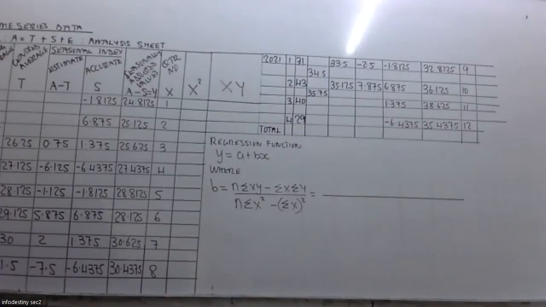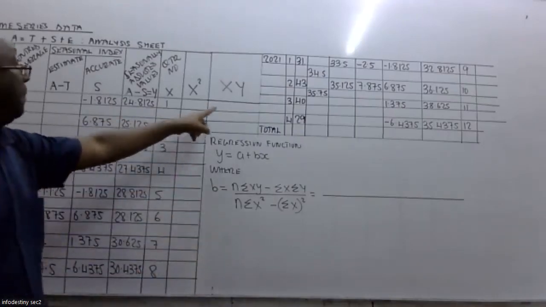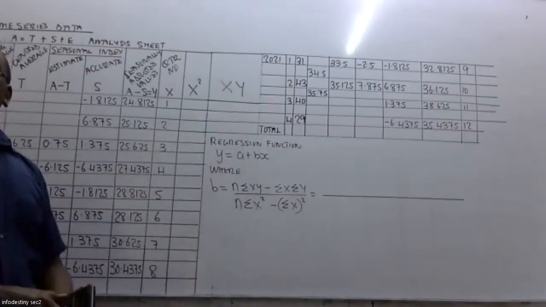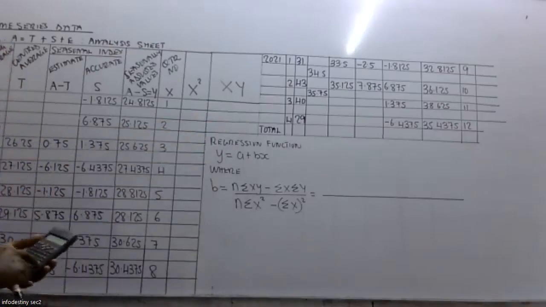So I want us to put these figures in the equation. We finally say equals. Instead of writing here, which is a problem because of the space, let's do it this way. Go to 24.8125 times 1 plus 25.125 times 2 plus 27.4375 times, let me start again.